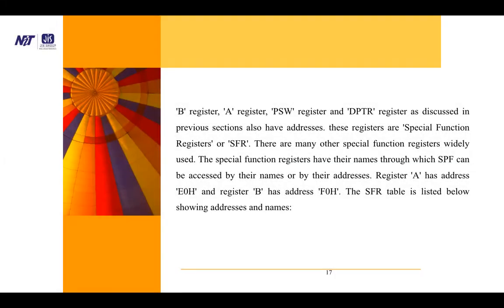B register, A register, PSW register and DPTR register, as discussed in the previous section, also have addresses. These registers are special function registers or SFR. There are many other special function registers widely used. The special function registers have their names through which SFRs can be accessed by their names or by their addresses. Register A has address E0H and register B has address F0H. The SFR table is listed below.